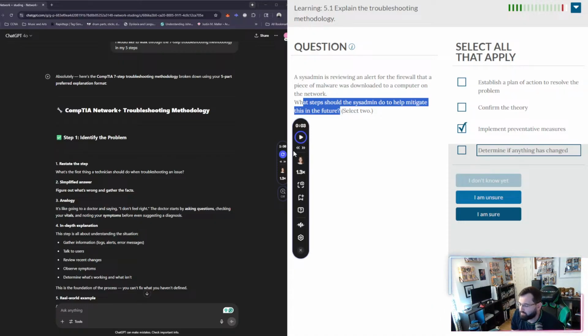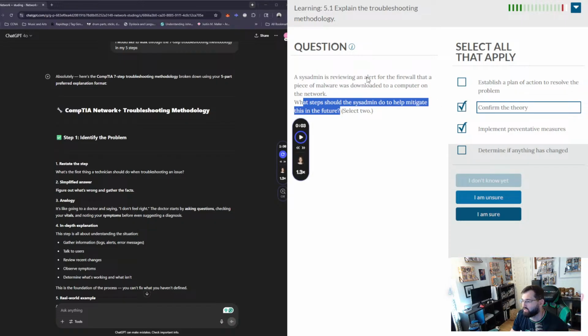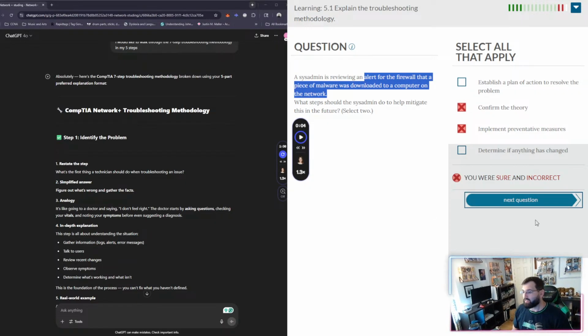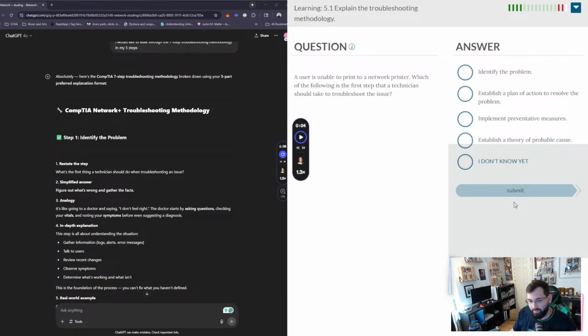Let's think. Sysadmin is reviewing an alert for a firewall that a piece of malware was downloaded. Oh, we need to confirm the theory because the alert could be wrong. It could be a false flag. I remember this. Okay, I'm sure. What? Okay. Damn it.